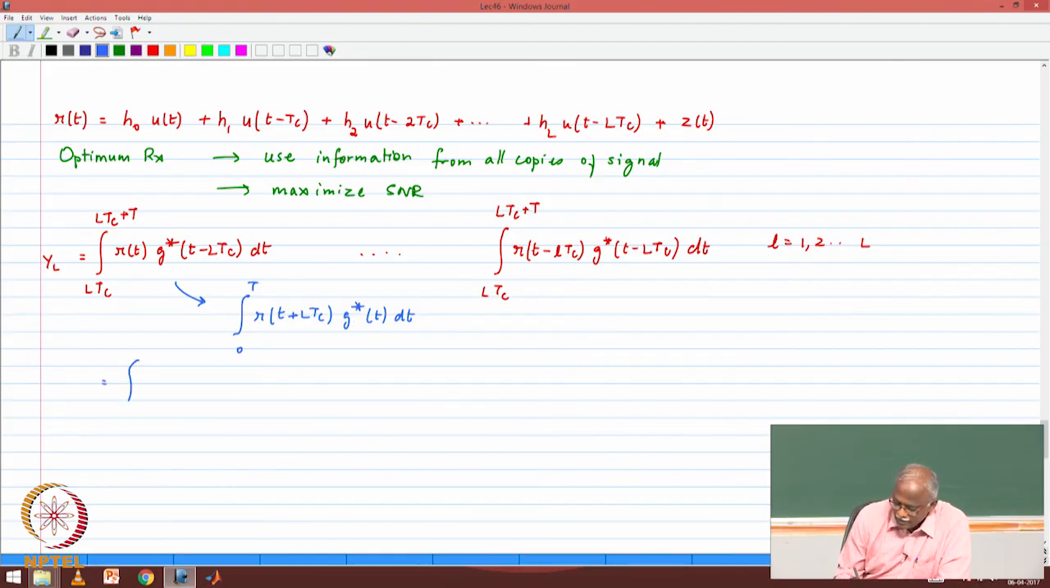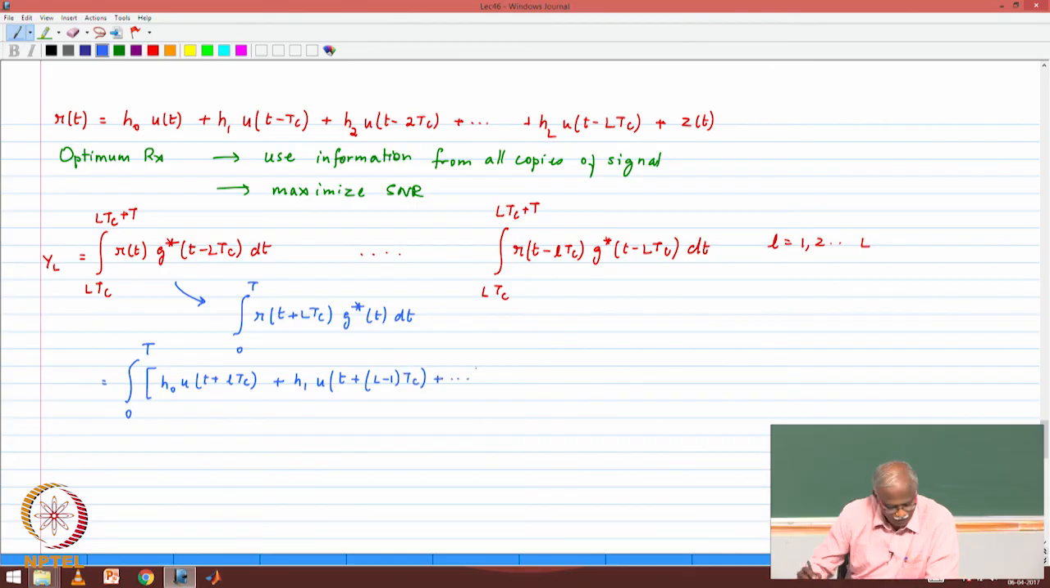So now write down the expression for this. It will be the integral from 0 to T of the expression for R of t plus LTC, that is h0 u of t plus LTC plus h1 u of t plus, it's u of t minus Tc, so it will be t plus (L minus 1)Tc, dot dot dot, and the last term will be h subscript L u of t, because it already has u of t minus LTC and you're going to take R of t plus LTC. Okay, so this whole thing is multiplied by g star of t dt.